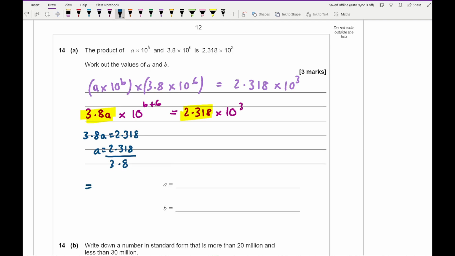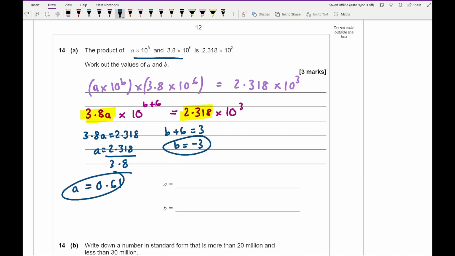and if I type that into my calculator, I get 2.318 divided by 3.8, and that gives me a value of 0.61. And then b plus 6 equals 3, so b equals minus 3. Now if I substitute those numbers into this, then what do I end up with? Well, I'm going to substitute it into this here. I get 0.61 times 10 to the power of minus 3.